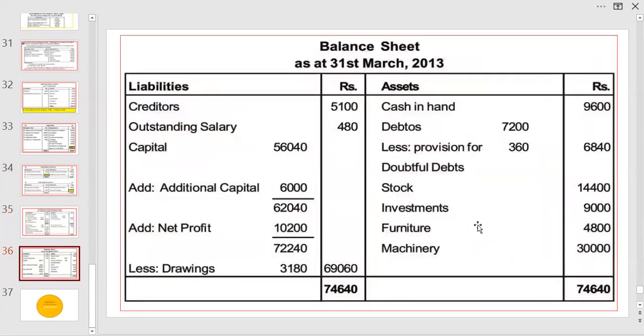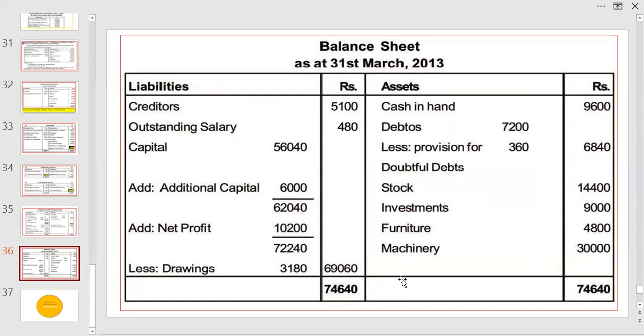In the case of the balance sheet, the debtors account is adjusted with a 360 provision for bad debts, and an accrued expenditure of 480 is shown in the liabilities. Movements in the equity account or the capital account, adding the capital introduced, reducing the drawings, and further adding the net profit, have given us the balances to tally the balance sheet.